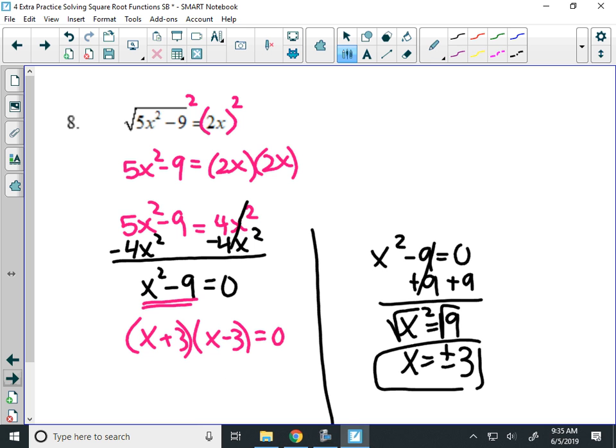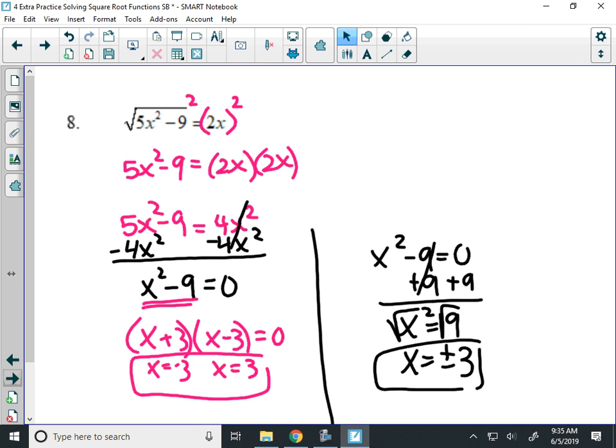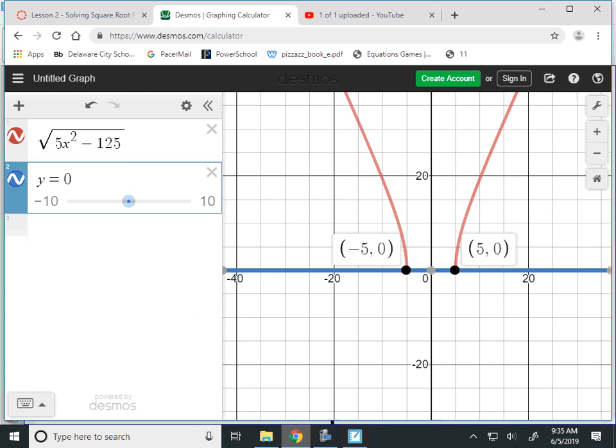And I get the same answers anyway, positive 3 and negative 3. There's not a right or wrong way to do this one. You just need to check, make sure that you factor or solve correctly. So I'm going to check this one by graphing, all right? I think it'll be easier. So I have two solutions algebraically.